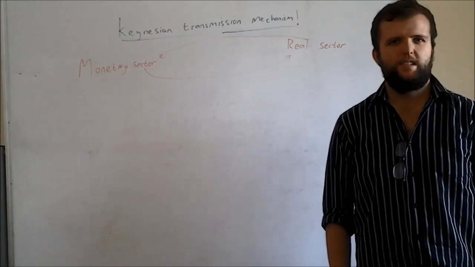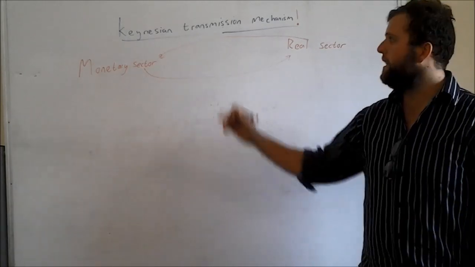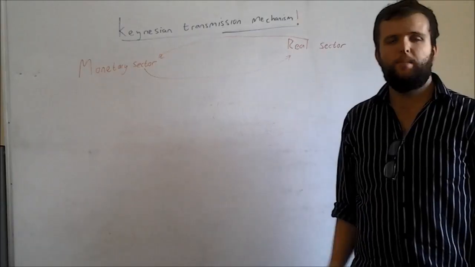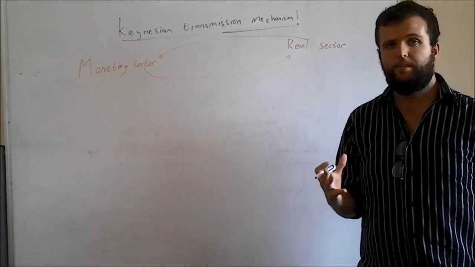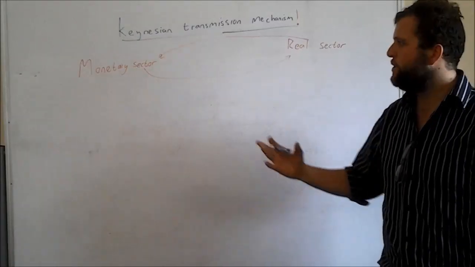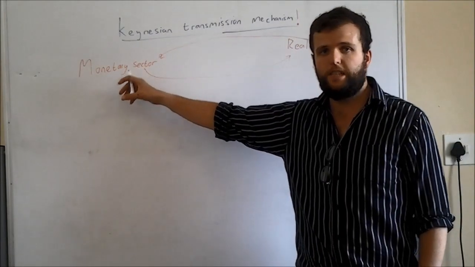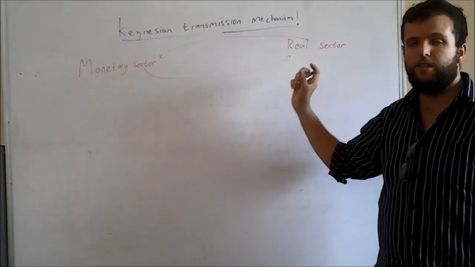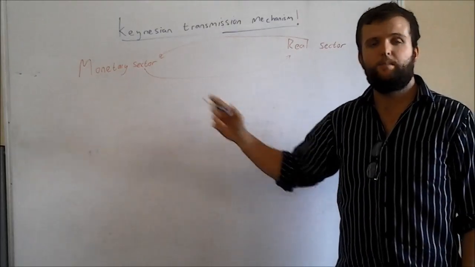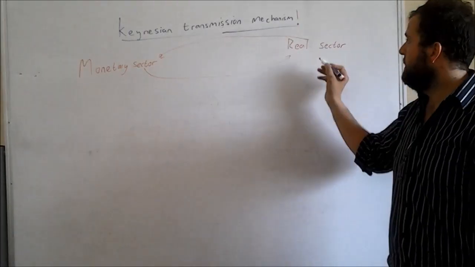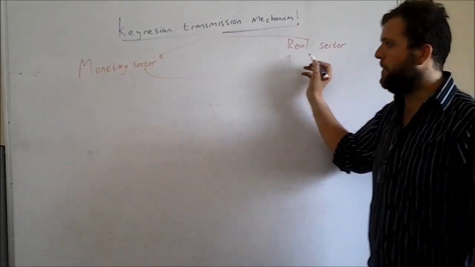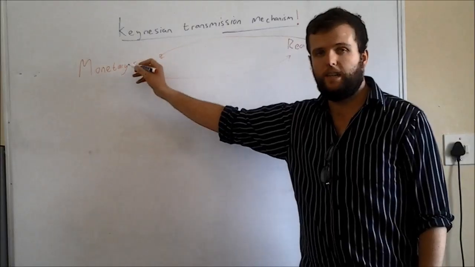Students, today I would like to discuss something very important, the Keynesian transmission mechanism. Now in macroeconomics this is vital. Why? Because this theory derived by Keynes shows you the linkages between your monetary sector and your real sector. Two sectors totally different from each other but interlinked in the economy. And if there's a shock in one of them, it will transfer to the other one and vice versa.